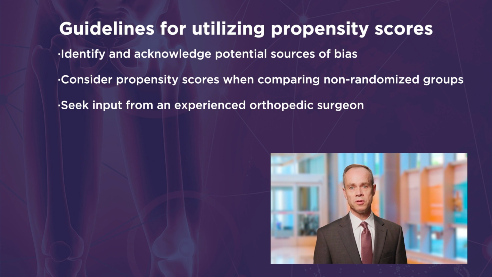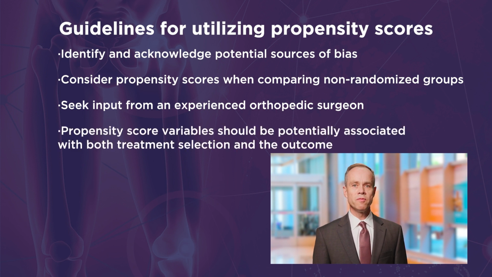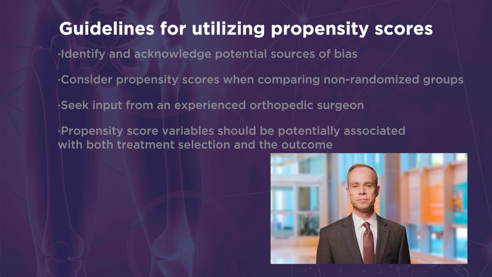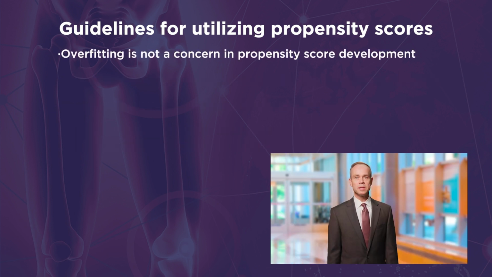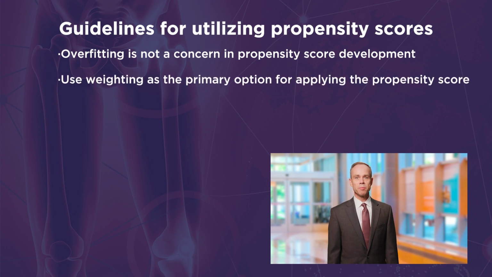an experienced orthopedic surgeon. Explanatory variables should be known at baseline and should be potentially associated with both treatment selection and the outcome. Propensity score models may contain many explanatory variables with little concern for overfitting. There are several options for applying the propensity score in the analysis. Weighting is perhaps the most flexible and should be considered the primary option.